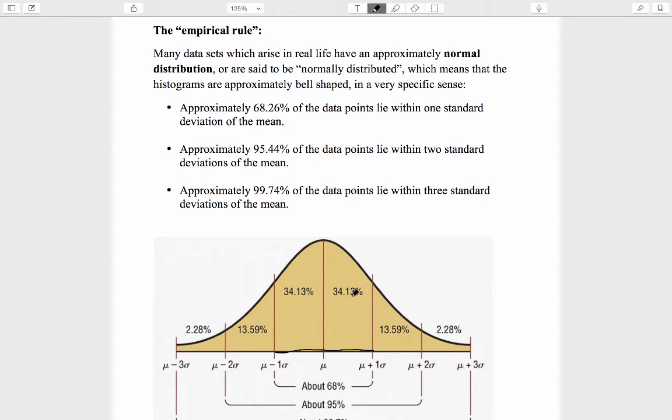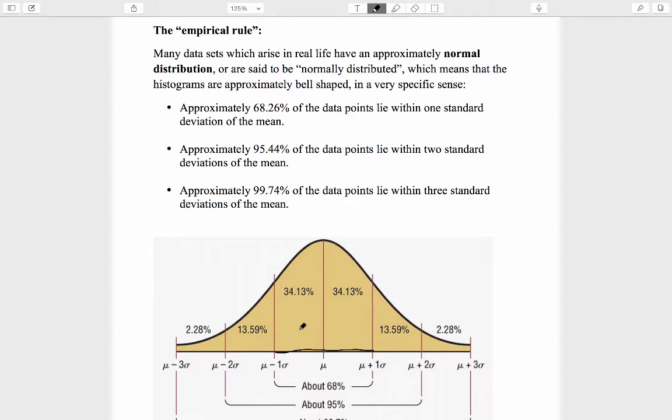So to be clear, this 34.13%. That means that of the 68.26% of the data points lying within 1 standard deviation of the mean, if the dataset is truly normally distributed, half of that 68.26% lives below the mean, and the other half of the 68.26% lives above the mean. The data within 1 standard deviation of the mean are split equally between below and above the mean.